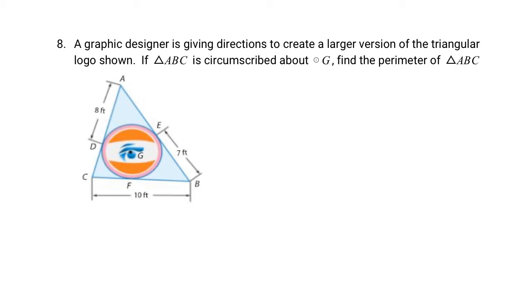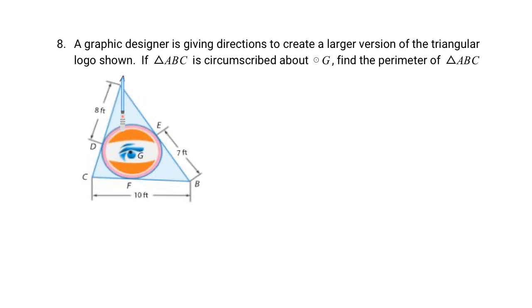We see that a graphic designer is giving directions to create a larger version of the triangular logo shown. So if ABC is circumscribed about circle G, find the perimeter. We know parts of the perimeter, but we want to know more. So since triangle ABC is circumscribed about circle G, AE and AD are tangent to circle G, as are BE and BF, and CD and CF.